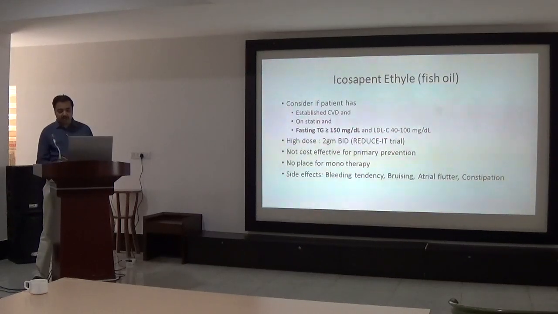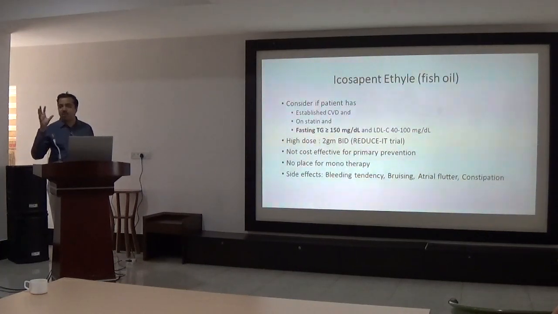Icosapent ethyl, or fish oil. It is approved in certain cases, like 2-3 cases, not much. Special cases, not routinely. Which are those special cases? Familial hypercholesterolemia. They are more into genetic testing and more into familial hypercholesterolemia, at least homozygous familial hypercholesterolemia, yes. US FDA approved. Otherwise, insurance will never give.